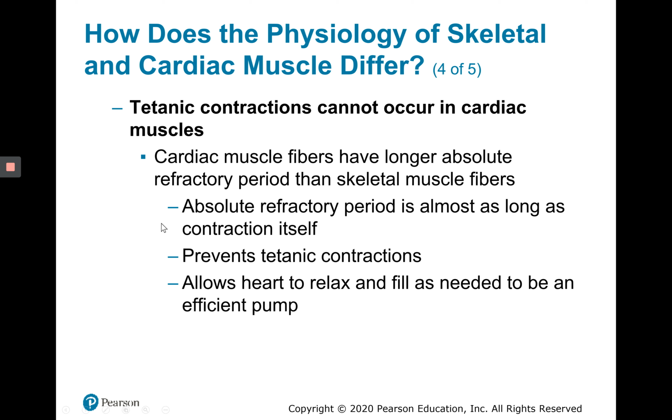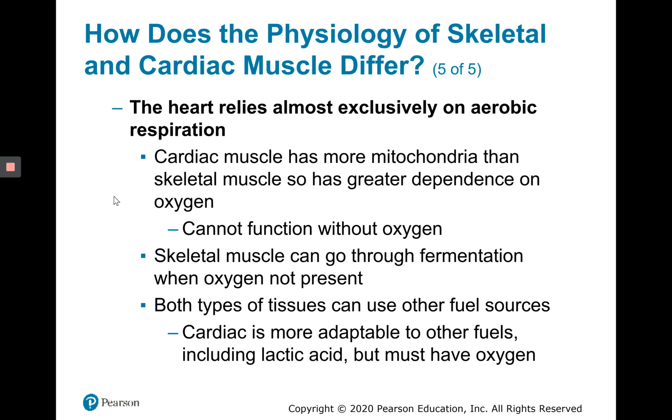By increasing the amount of calcium that's going into cardiac muscle cells, we can prolong the action potential. Therefore, we're prolonging the absolute refractory period, or the period of time during which another action potential cannot occur. So we have a much longer refractory period in cardiac muscle cells than skeletal muscle fibers. And this absolute refractory period is almost as long as the contraction itself, and that's what is preventing the tetanic contractions. We get a prolonged contraction, but once it's over, the heart is allowed to relax and fill as needed in order to be an efficient pump.